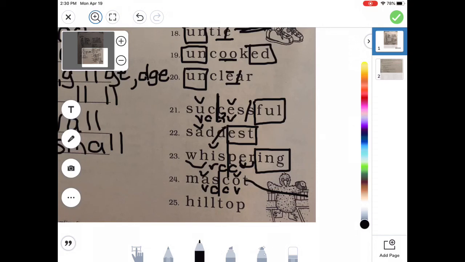All right, on the next word, it's actually a compound word. It's hilltop. So where am I going to break it apart? After the L for hill. I in front of L, so it's short. I can cross off one of those L's. Hill. Good job. And then over here, O in front of P, so it's short. Hilltop. Good job.